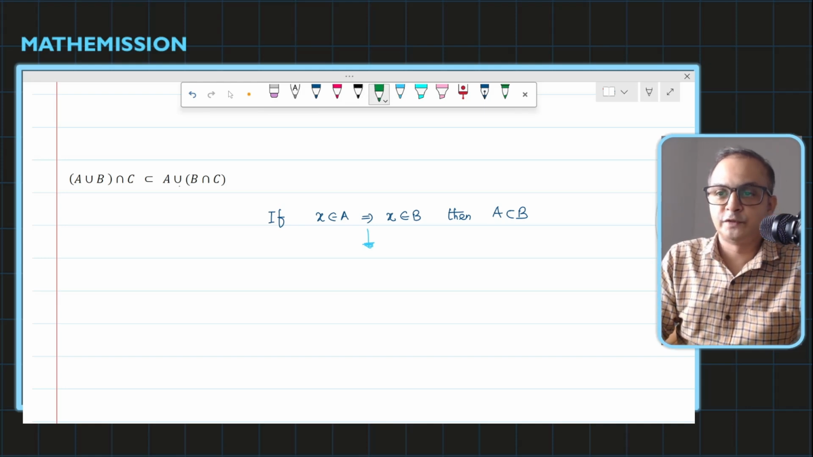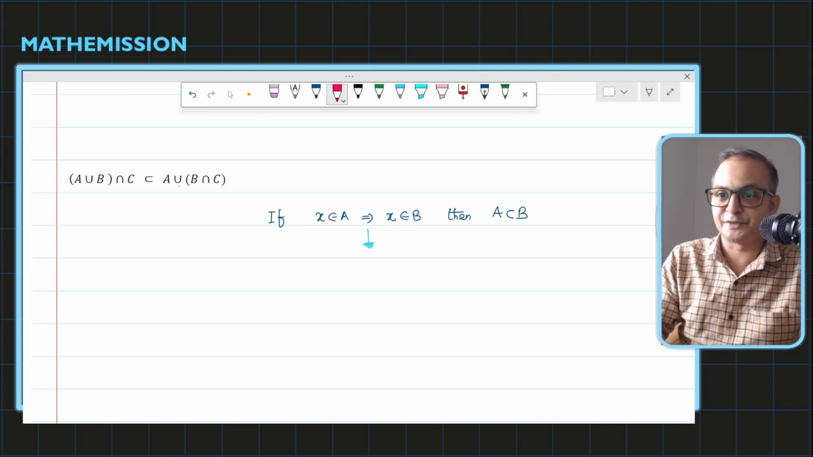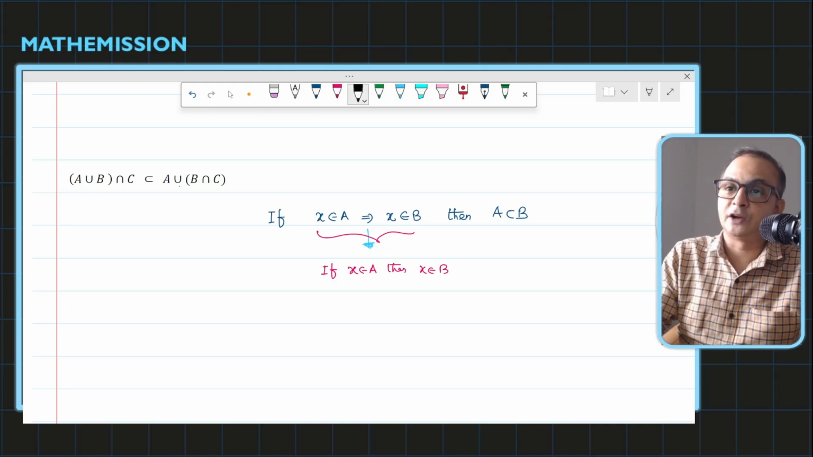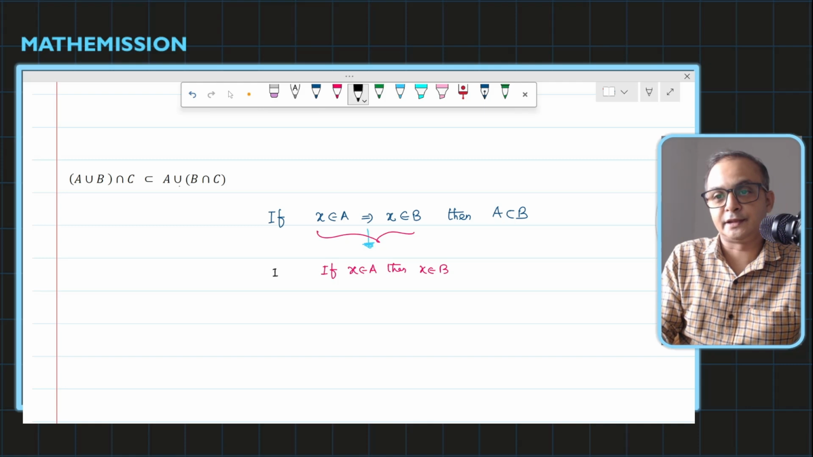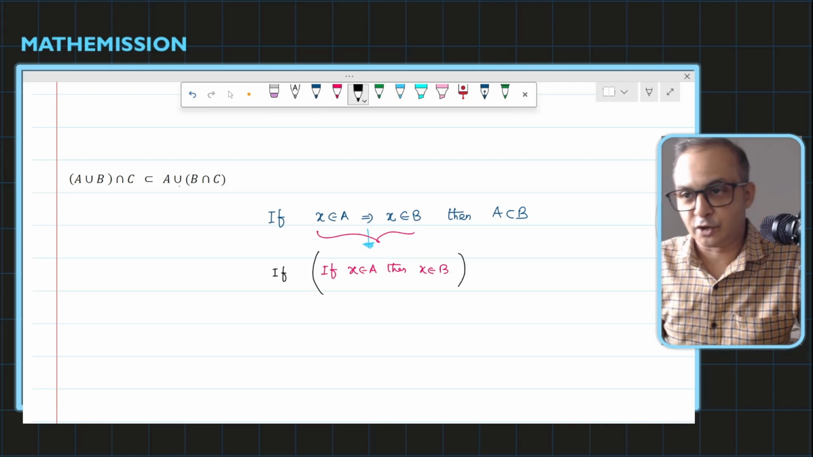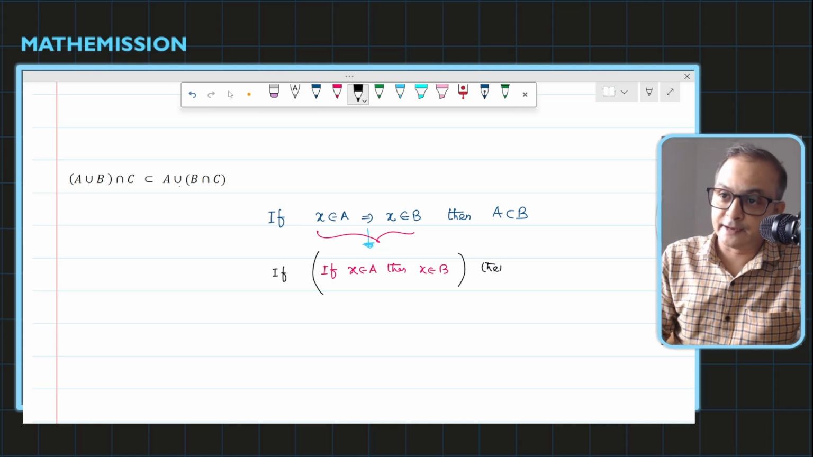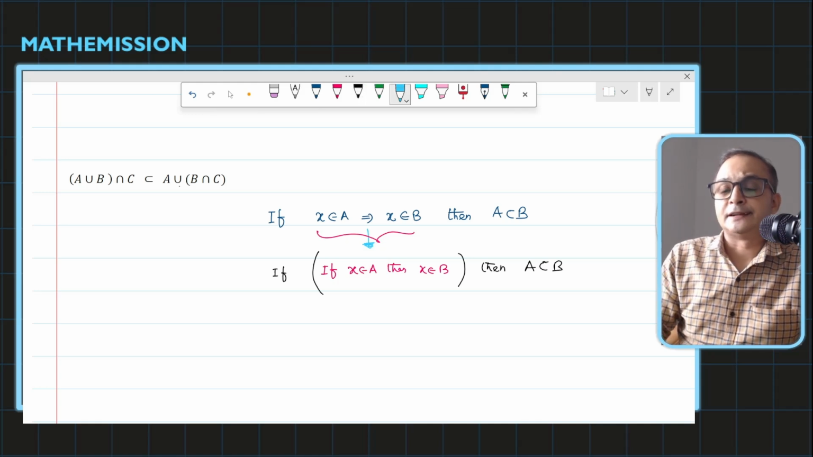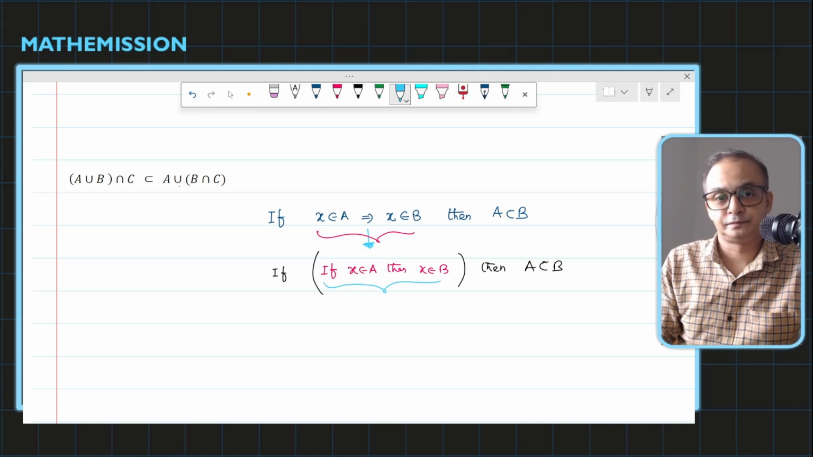Suppose you want to remove this implication sign, I have to rewrite this statement in this way: if x belongs to A, then x belongs to B. It means now, if I read the entire statement once again, it is like this. If x belongs to A, then x belongs to B, then I can say that A is a subset of B. It means this is our condition.